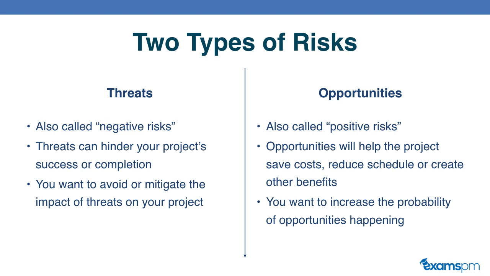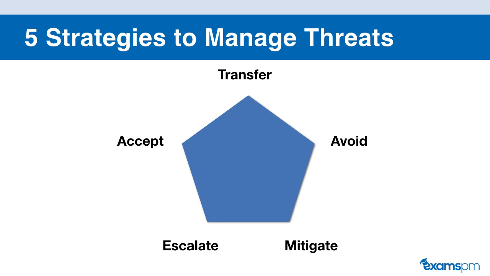Now, in the PMBOK guide, there are 5 strategies listed to help you handle threats and handle opportunities. You need to manage both threats and opportunities on your project. The 5 strategies to manage threats are transfer, avoid, mitigate, escalate, and accept. Now let's take a closer look at all 5 of these strategies because you do need to know them for your upcoming PMP exam. The first one is to avoid.